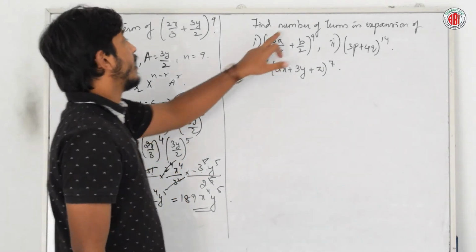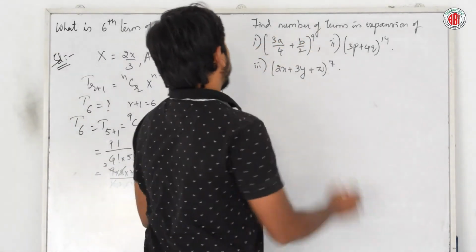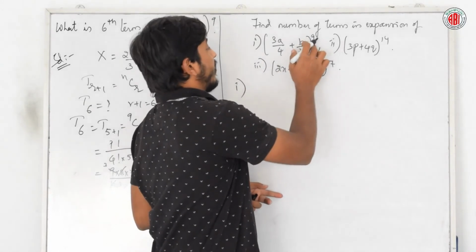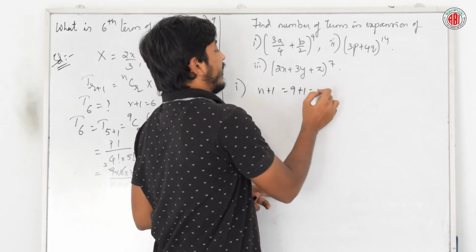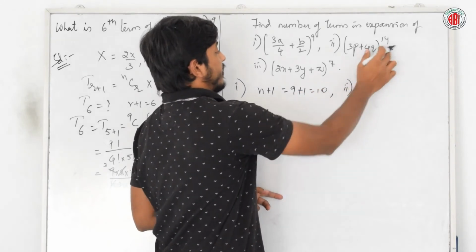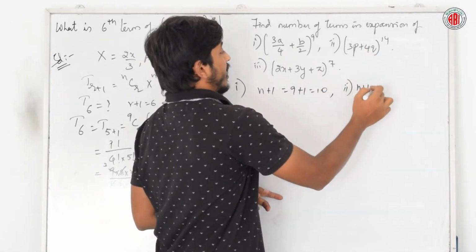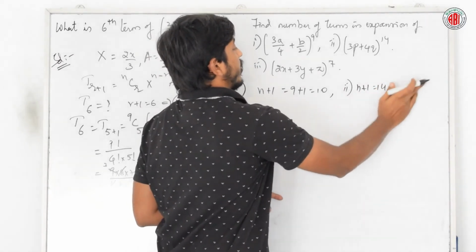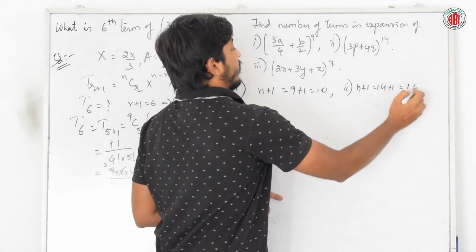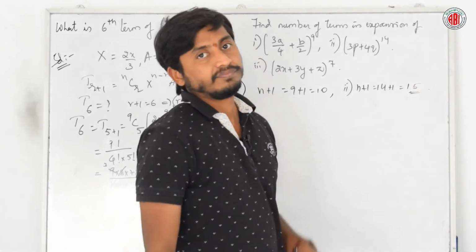Next, see here. He is asking us to find the number of terms in the expansion. For the first thing, power is 9, therefore the number of terms is 10. Similarly, in the second, n plus 1 is 14 plus 1, that is nothing but 15 terms. So, it has 15 terms in it.